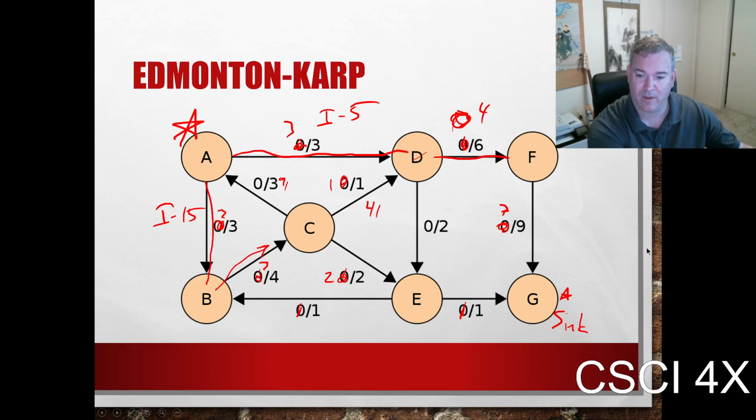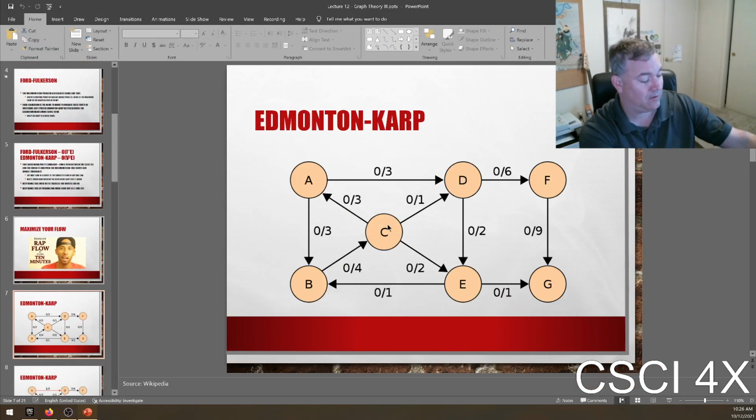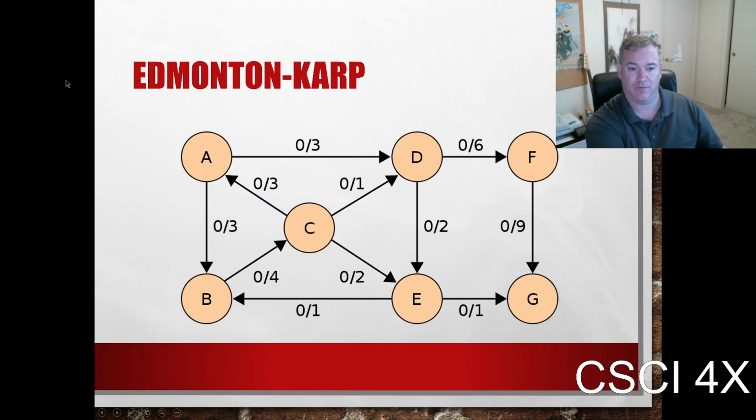That makes sense. You're trying to see what's the maximum number of trucks you can push into the network from A through G. Or it could be routers on the internet. And these numbers here indicate gigabits a second or something. And you want to see what is the max flow from A through G.